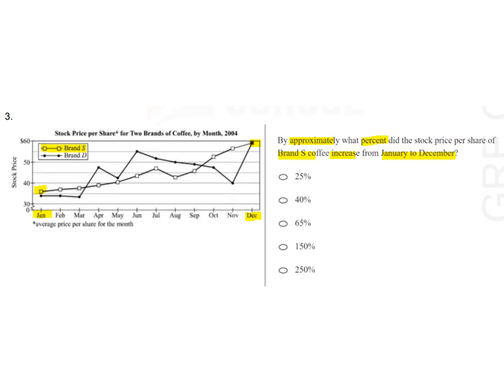So the question asked, by approximately what percent did the stock price per share of brand S coffee increase from January to December? See that there is a highlighted point in January and December. So in January, the stock price of brand S is 36, and in December it is 59. So you can use the rule of percent increase, that is (59 minus 36) divided by 36 times 100, and you get the result that is around 65%.